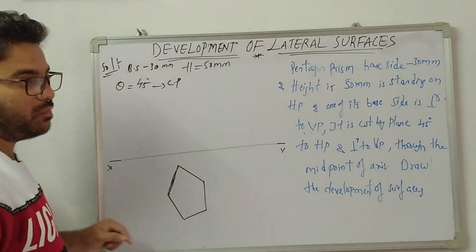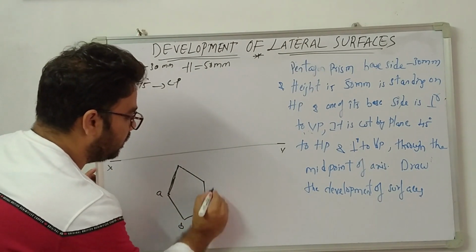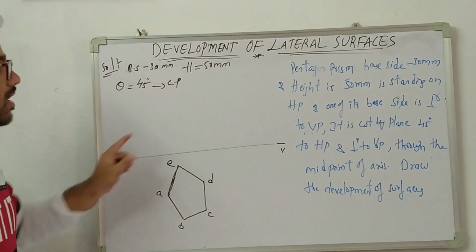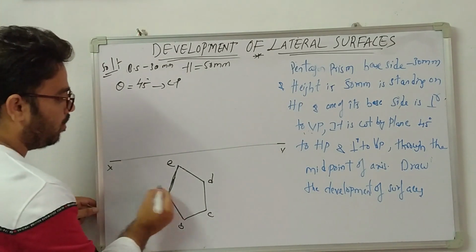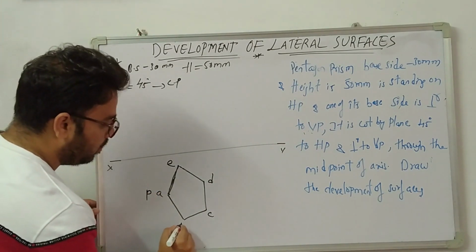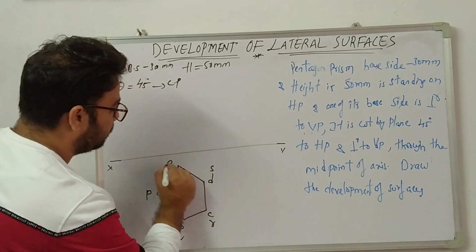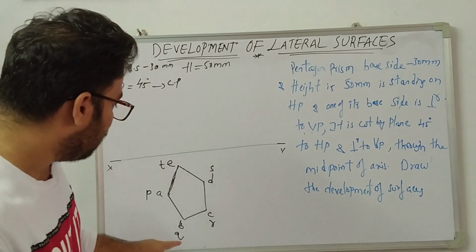So this base side is perpendicular. Now give the names A, B, C, D and E. Similarly, whenever a prism is given, we have two bases. So give one more name. The opposite base is P, Q, R, S, T.